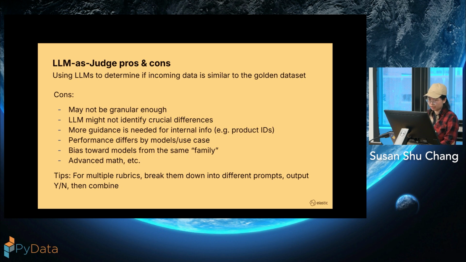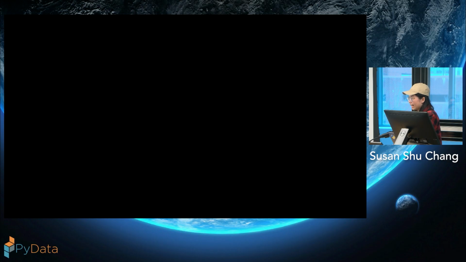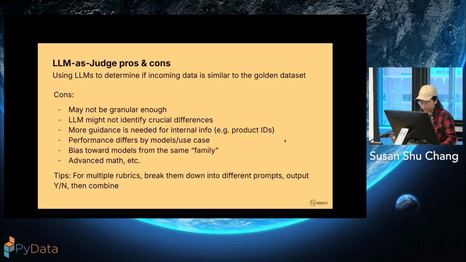Of course, there are cons. It might not be granular enough. There might be crucial differences that the LLM can't identify, or it's too ambiguous. The key is that for things that can be scaled, you want to try to find the right balance between so-called hard-coded matching versus LLM-as-a-Judge.